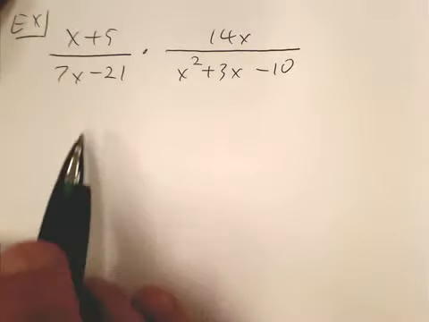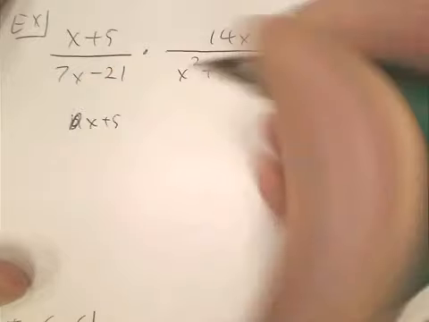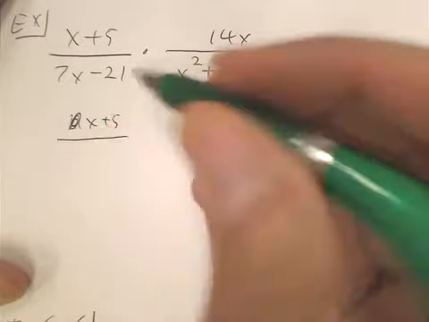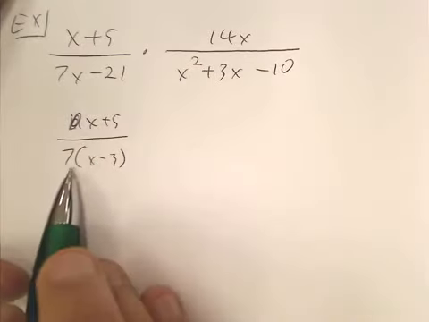So I'm going to factor what I can. The x plus 5, nothing goes into either of those or both of those together, anything like that. So that's just x plus 5. Okay, whoops. I wrote n for nothing for some reason. 7x minus 21. 7 comes out of both of them. Okay, this is factoring out a greatest common factor.